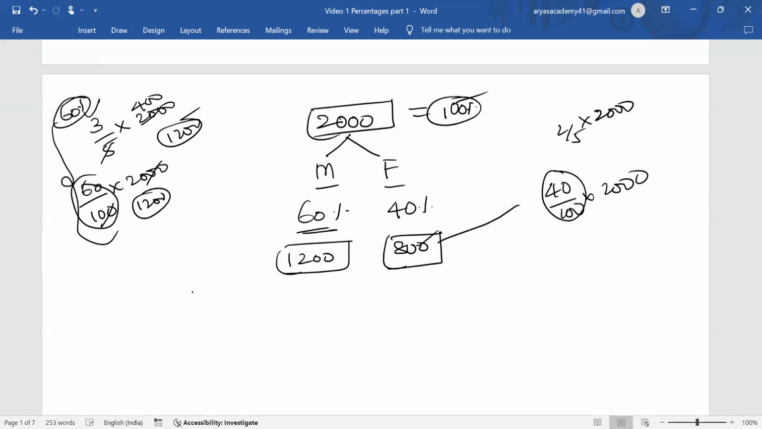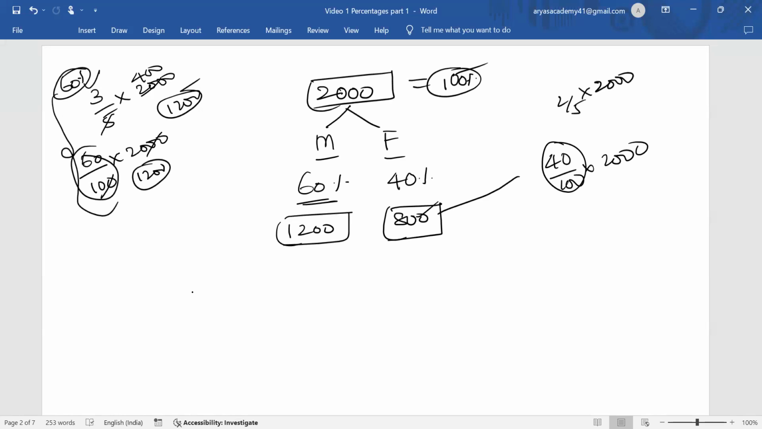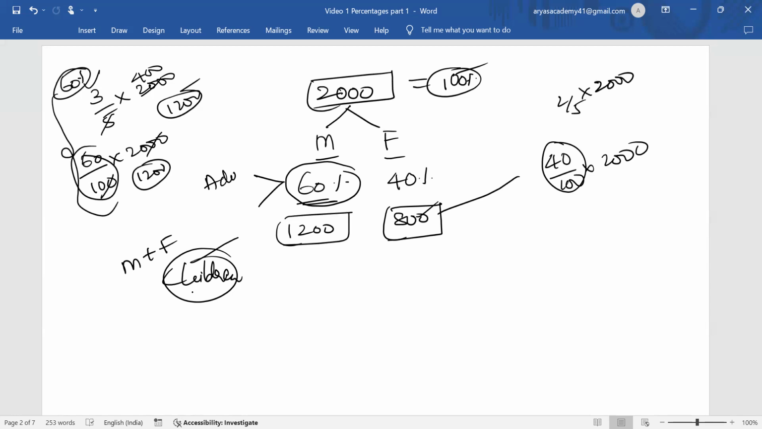Now, suppose they go further and tell you that there are children. Of course, children will be there, right? But children will be of both genders. Male children will be there, female children will be there. So they will tell you that the overall 60% male population includes adult males as well as child males. Similarly, for females, the 40% includes adult females as well as child females.